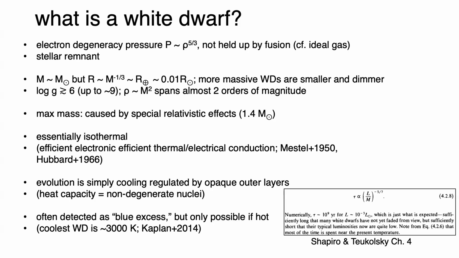White dwarfs can have a lot of temperatures, but I looked this up, and the coolest that's been discovered to my knowledge is about 3,000 Kelvin, right? So the sun is about 6,000, right? So they don't actually have to.